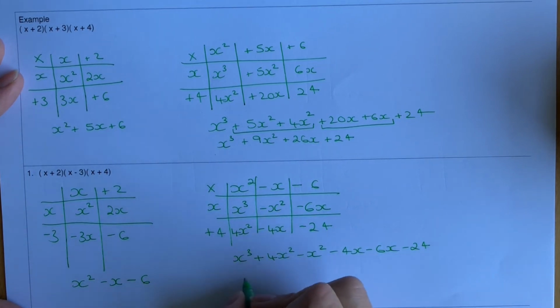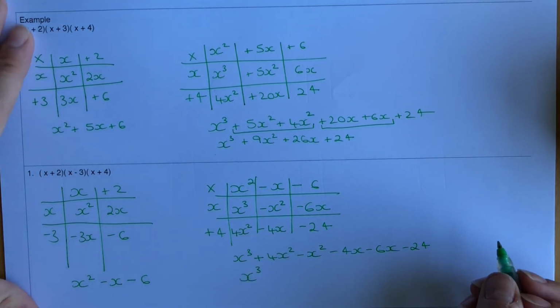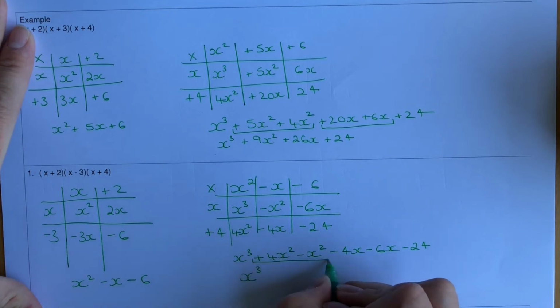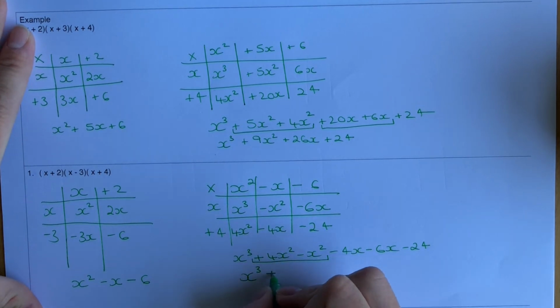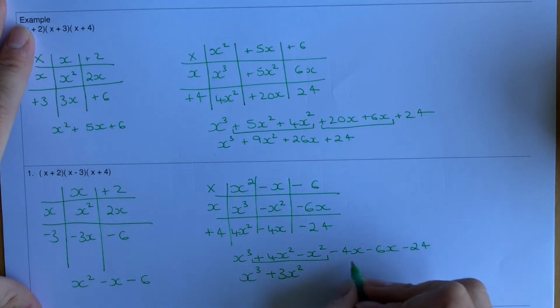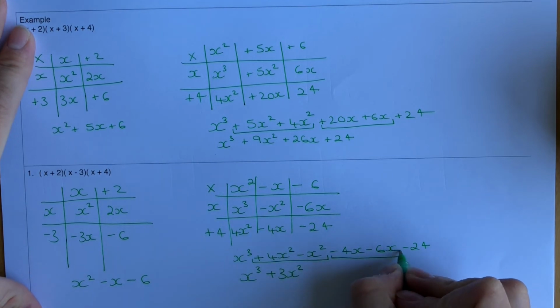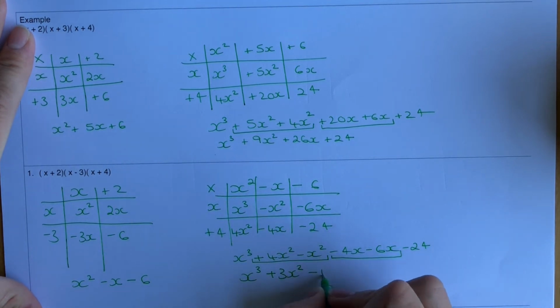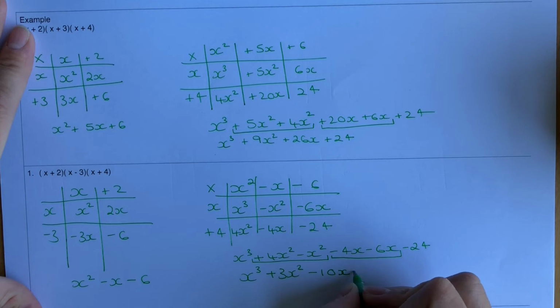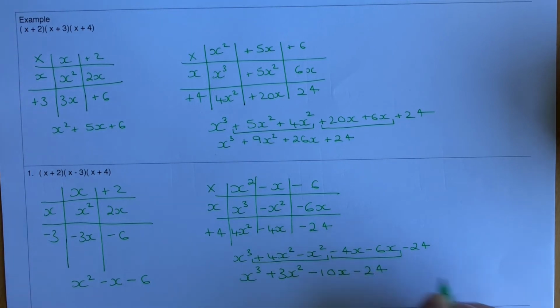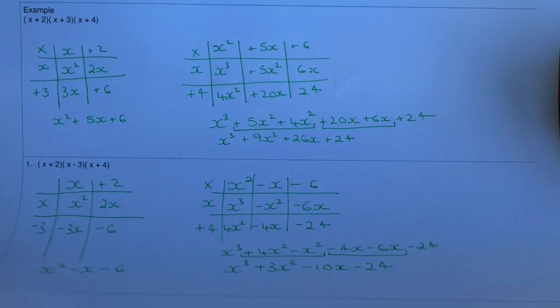Okay, so we've got x cubed, so that says it's x cubed. 4x squared minus x squared is 3x squared. Minus 4x minus another 6 will take you down to minus 10x, and minus 24 on the end. Okay, so I've got 2 more questions for you to do. So press pause, have a go, and then we'll go through them.